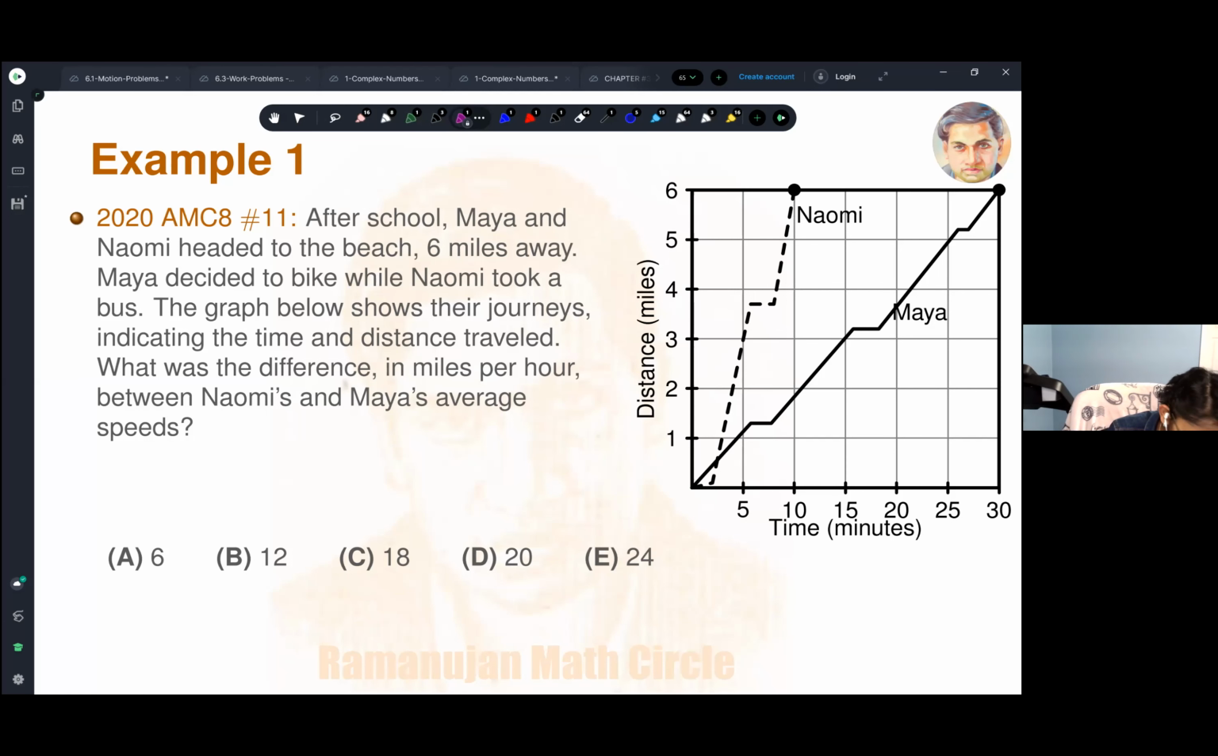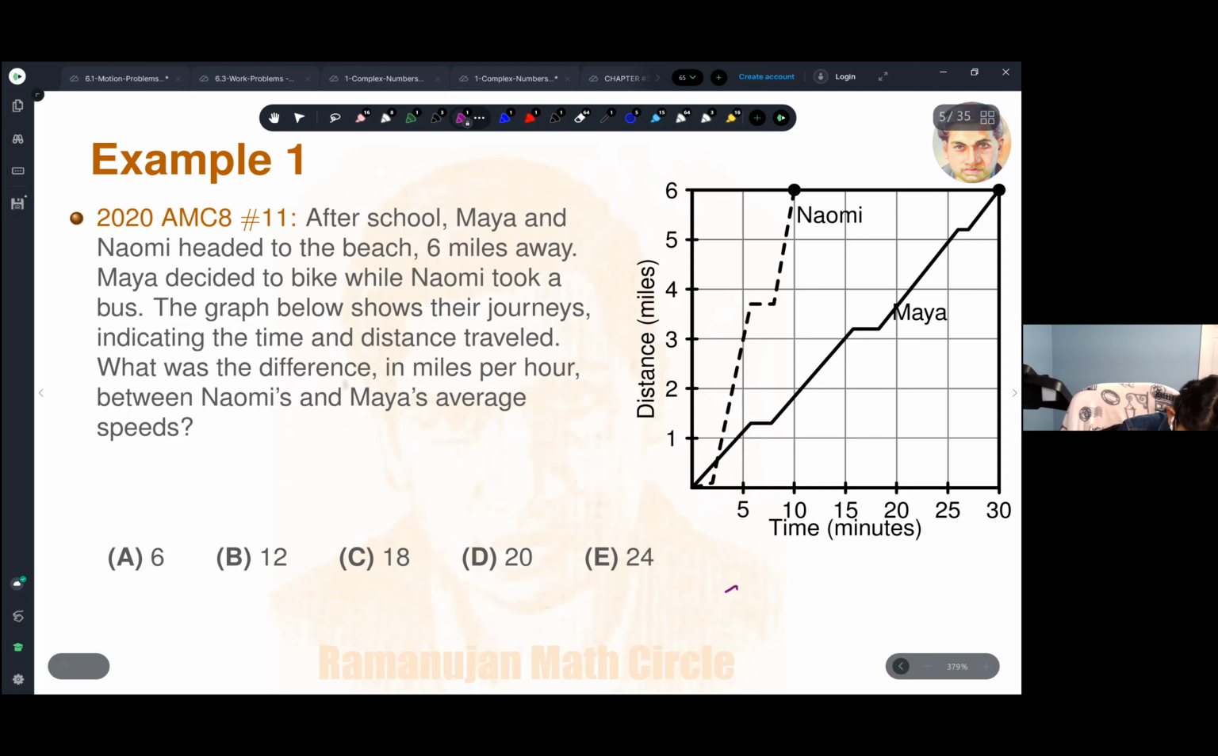Okay, so this is question 11, so it should be medium. But if you understand the definitions of average speed and look at the graph and interpret it correctly, it should be pretty straightforward. Now, one thing I want to mention is that by looking at the graph, many of you might get a little scared that, oh my God, this graph has so many twists and turns. But if you use the basic definition of what average speed is, it should make pretty good sense.